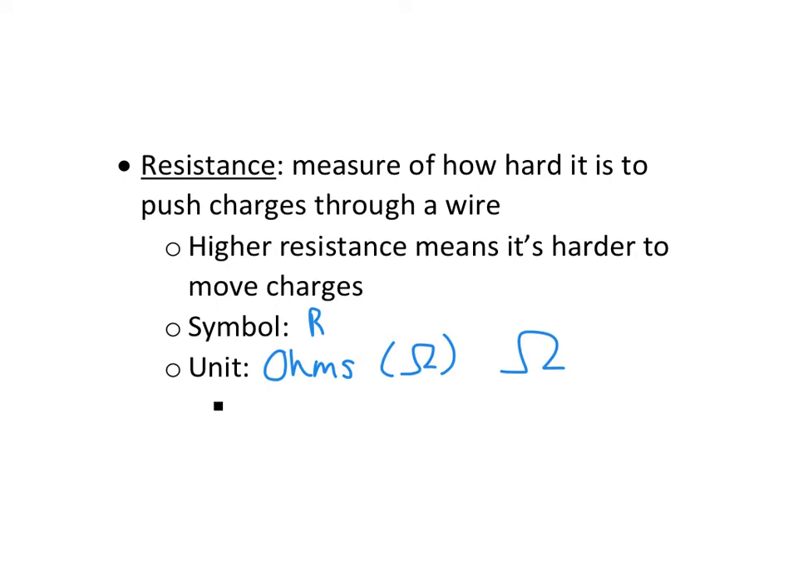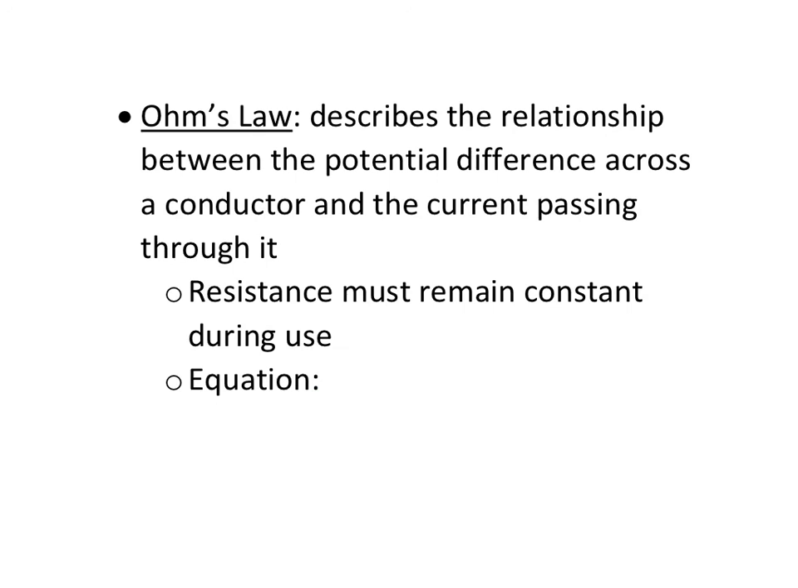1 ohm is equal to 1 volt per amp. So that's what's inside an ohm. Okay, putting this all together in Ohm's law, it's going to describe the relationship between the potential difference, or remember, potential difference is the same as voltage, across a conductor and the current passing through it.